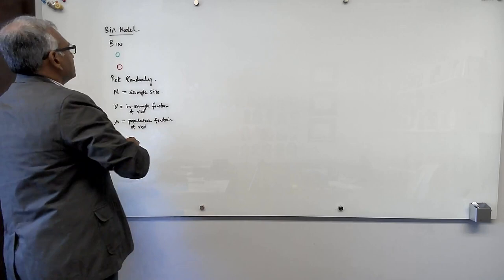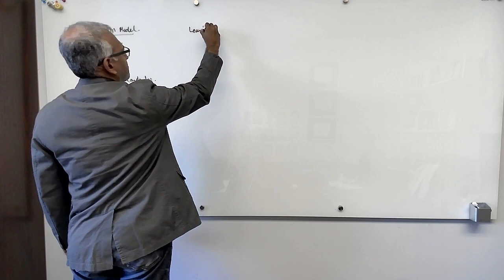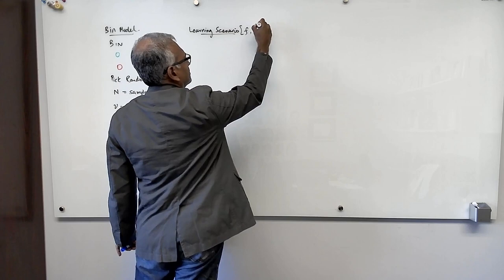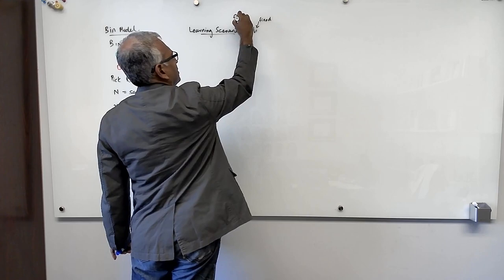Now, corresponding to this setup in the sampling bin model, we have the learning scenario that we set up. So in the learning scenario, we had a target function f and a fixed hypothesis h. Okay, f is fixed but unknown, h is fixed.